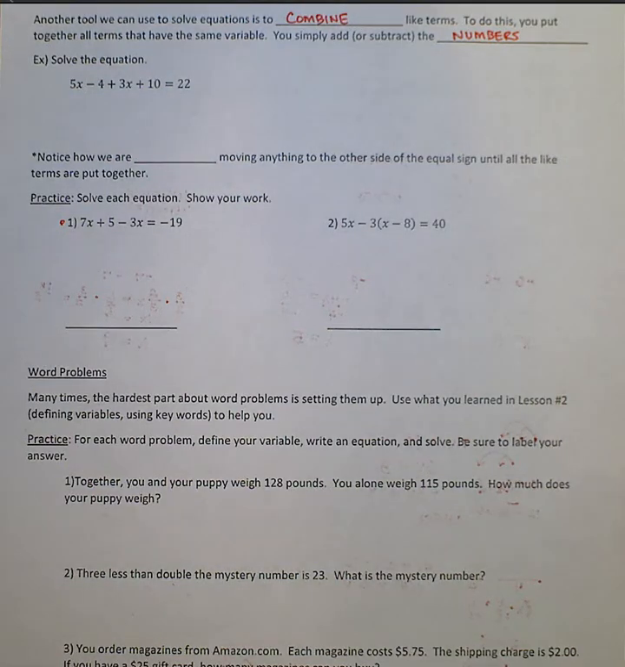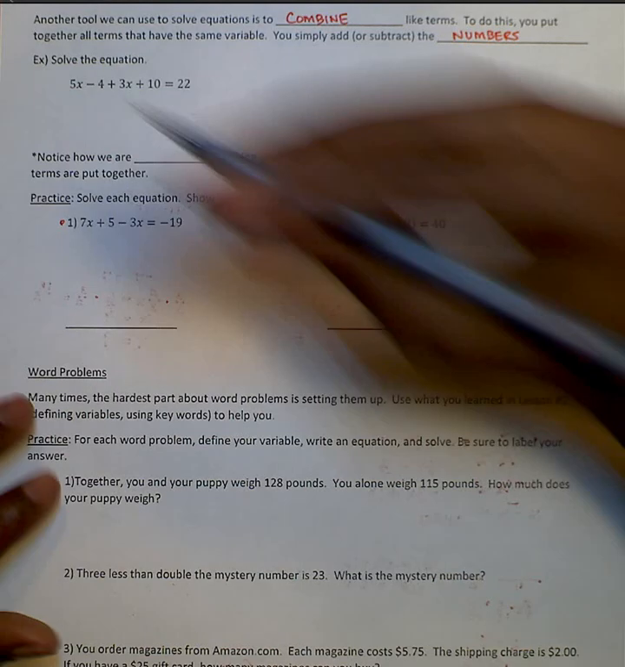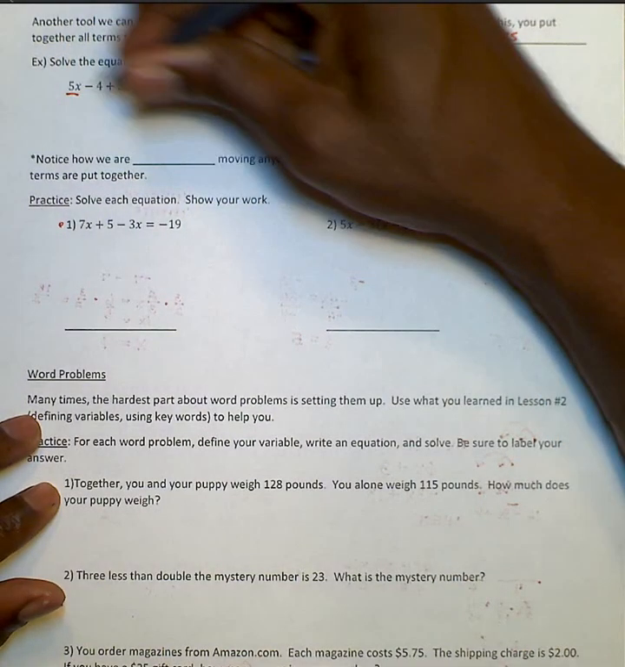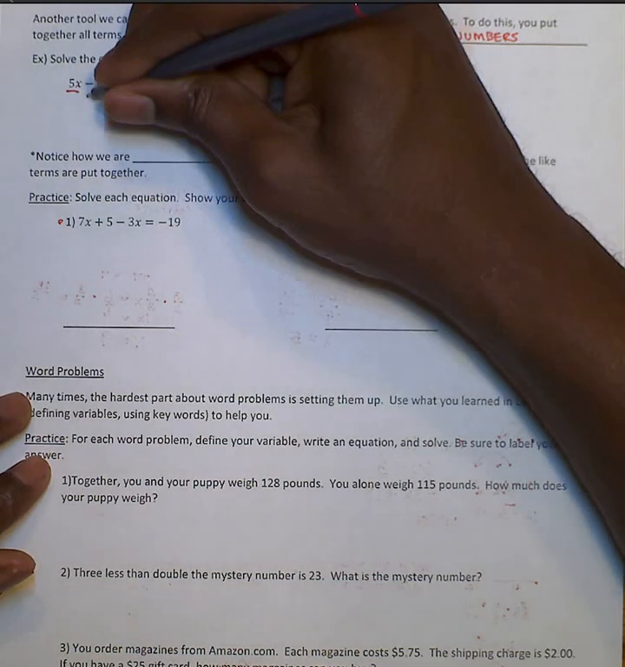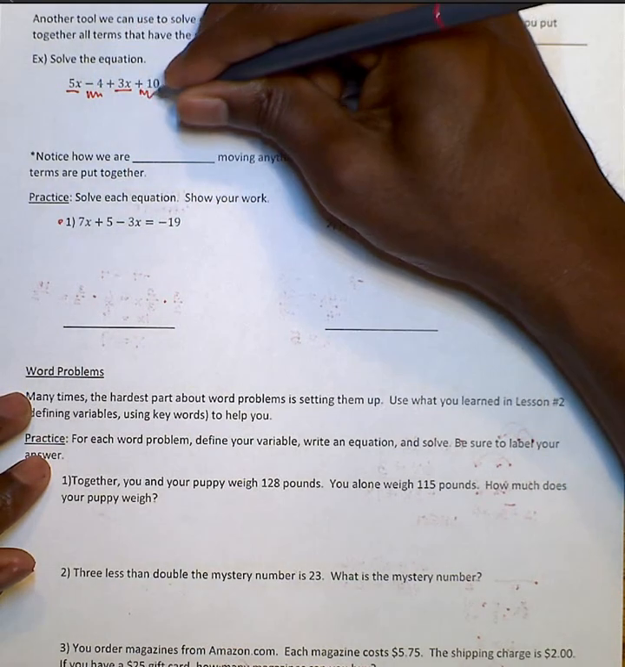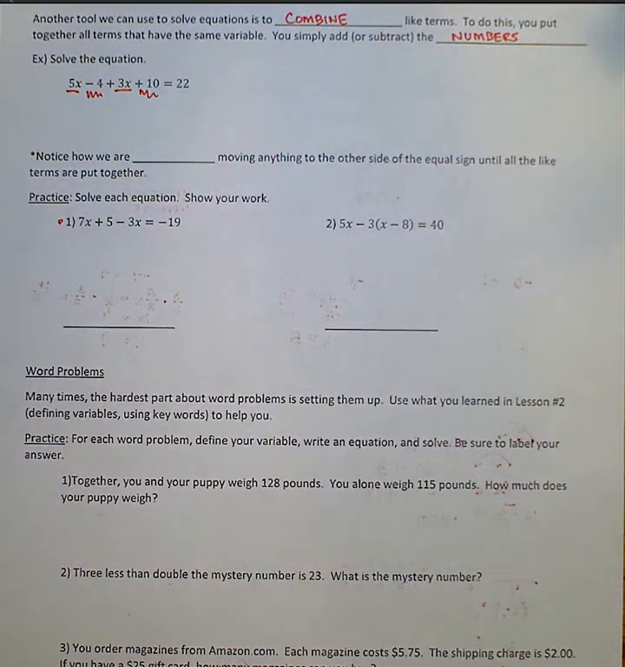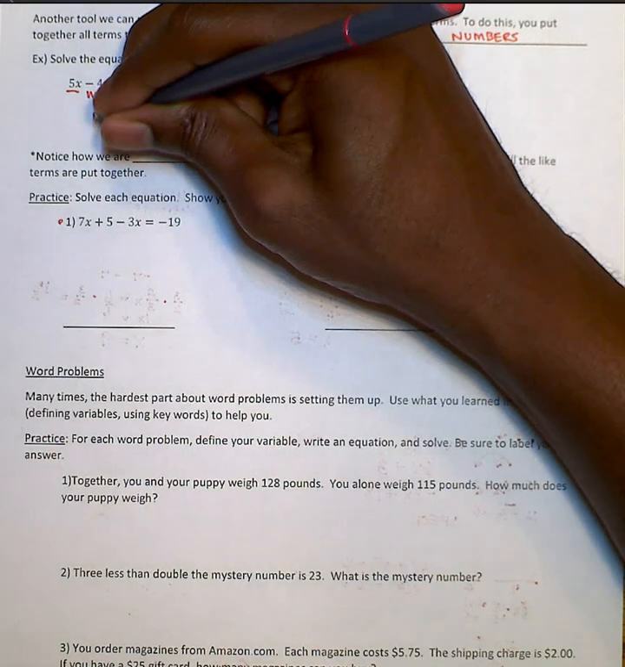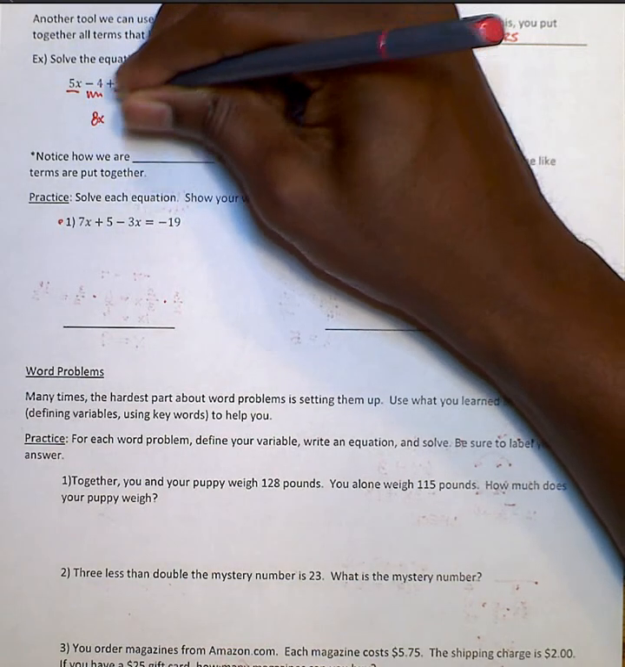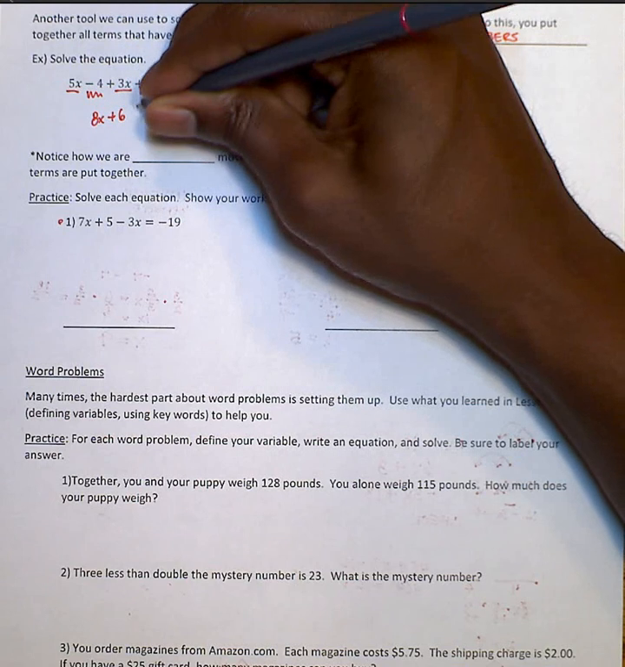And so if we look at this first problem, we have 5x minus 4 plus 3x plus 10 equals 22. As I look, I see we have 5x and 3x. Those are like terms. I underline them to mark to myself that they are like terms. I have negative 4 and positive 10. Those are like terms, they're both just numbers. And so what I can do now is combine those. I have 8x plus 6 equals 22.